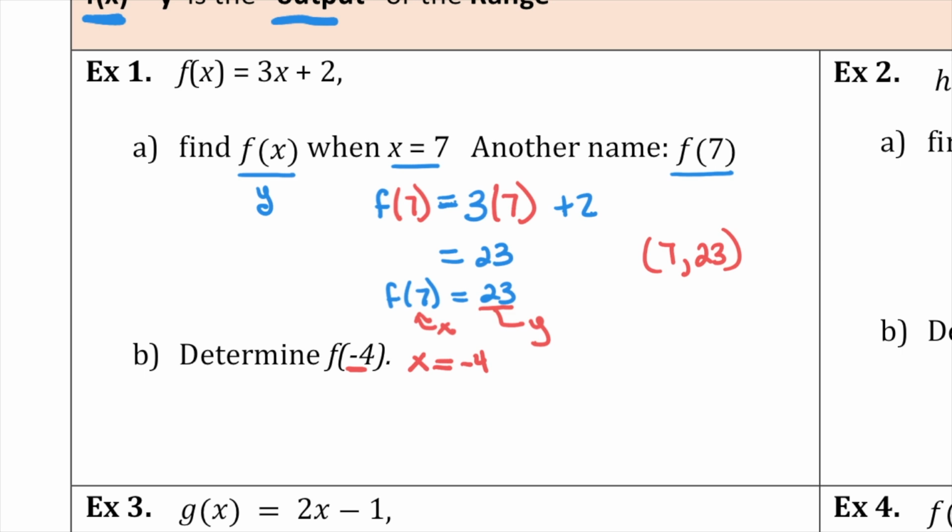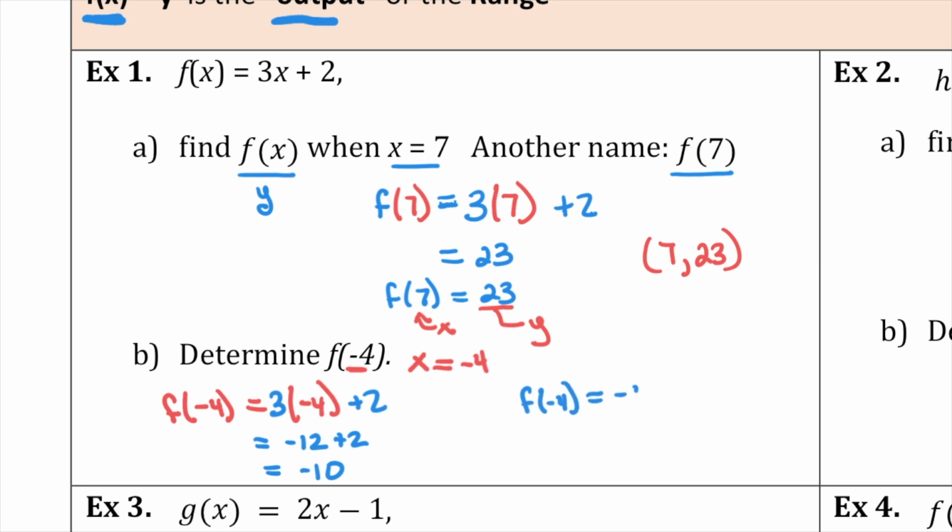Follow your pattern. F parenthesis. Replace that x value with your negative 4. That's going to equal, keep your pattern. Here's your 3. Replace the x with negative 4. And then we have plus 2. So the domain goes into the function, and the range is your output for the function. In this case, we're going to write f of negative 4 is equal to negative 10.